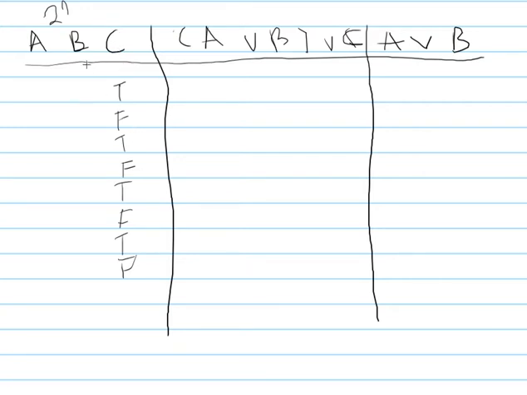Then we move 1 to the left, and we alternate a bit less rapidly. So here we do 2 trues and then 2 falses, 2 trues and 2 falses. And then we move 1 more to the left to A, and here we do 4 trues and 4 falses.